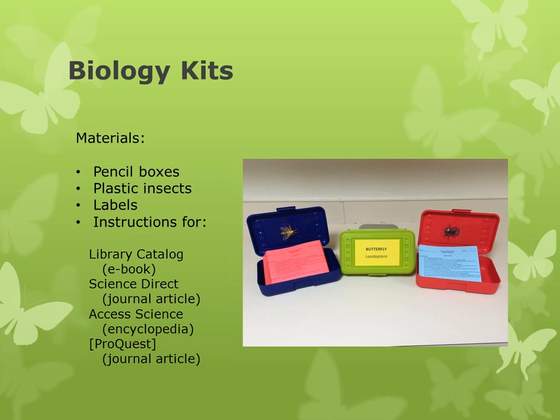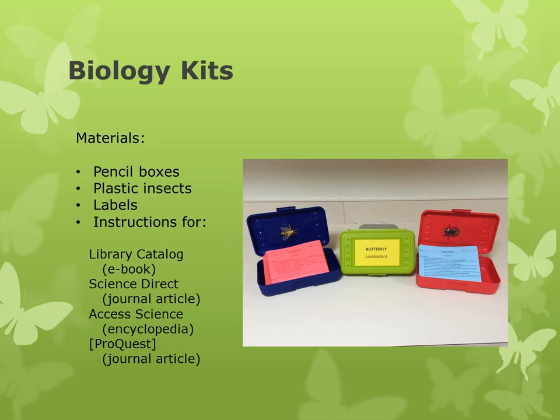So on the top half of the worksheet, there were step-by-step instructions on how to access information on a particular insect using one of the resources that you see listed on the screen. For example, the pink worksheet provided instructions on how to find an ebook in the library catalog on their particular insect. And then the yellow one directed students to find a journal article in Science Direct. And the purple one was an encyclopedia article in Access Science.